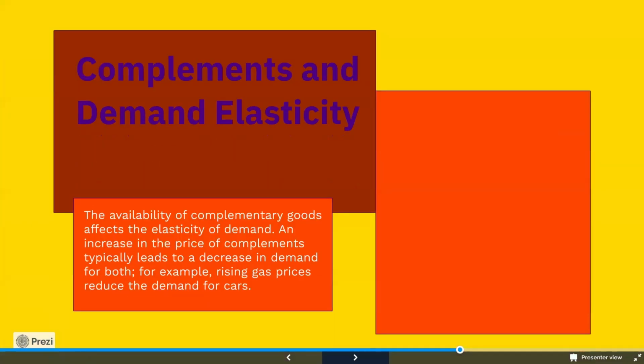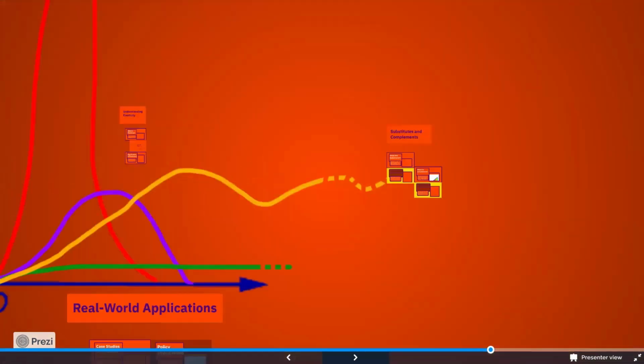Complements and demand elasticity. The availability of complementary goods affects the elasticity of demand. An increase in the price of complements typically leads to a decrease in demand for both. For example, rising gas prices reduce demand for cars.